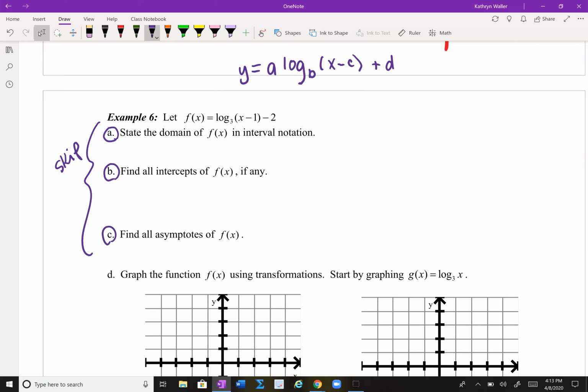So what do these things do to the graph? Well, if there's something there, you either go up or down. If it's a positive, you go up. If it's a negative, you go down.